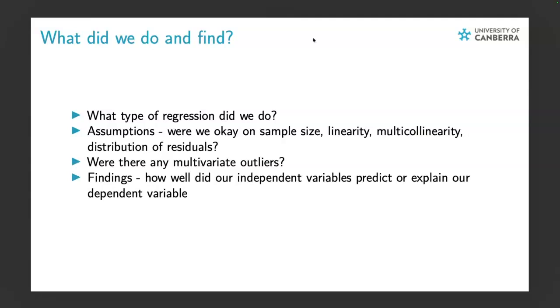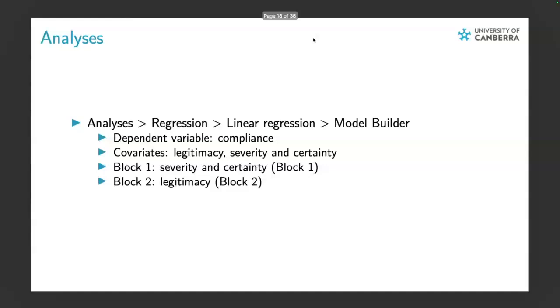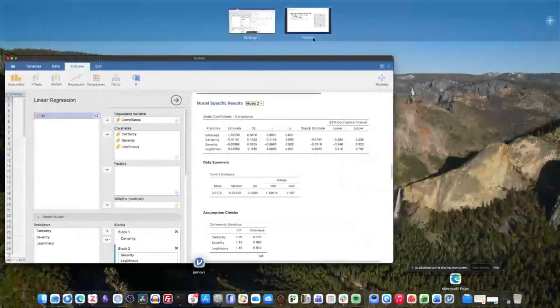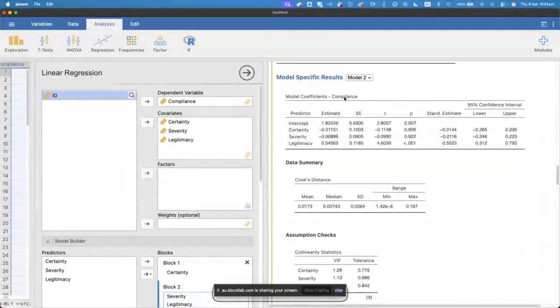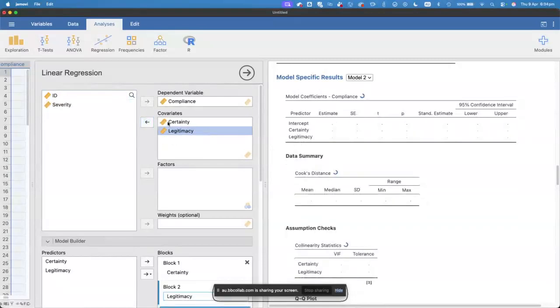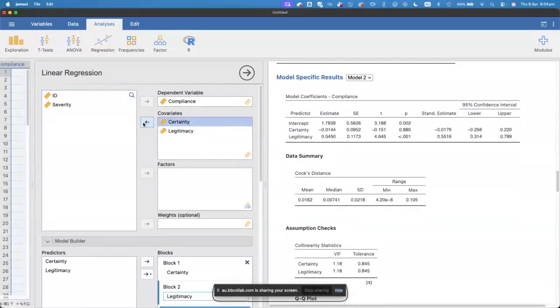Were there any multivariate outliers? No, Cook's distance was less than 1. And how well did our independent variables predict or explain our dependent variable? Well, legitimacy was associated with compliance after adjusting for severity and certainty. That after adjusting bit is really important, because these estimates will change. You see how it says 0.54? If I flick these variables out, oh, it still says 0.54.